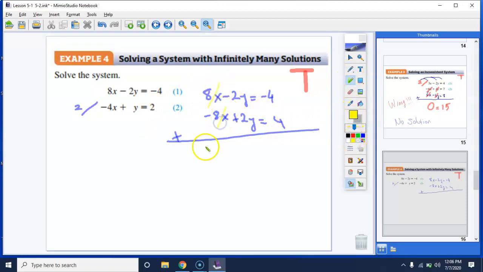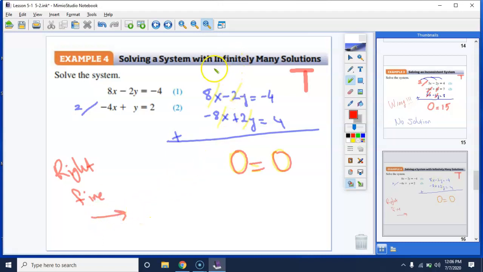8x minus 8x cancel each other. Here, negative 2y, positive 2y cancel each other. Everything is gone. So 0 equals, on this side, negative 4 plus 4 is 0 as well. Okay, 0 equals 0. Oh, look, we end up with something right. 0 equals 0, yeah, it's right. It sounds fine, right? So if you end up with something like this, we're going to say it has infinitely many solutions. Okay, it has infinitely many solutions.